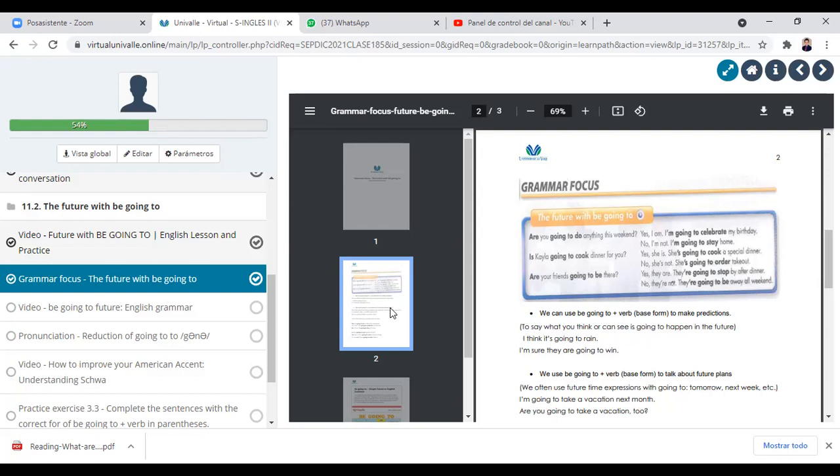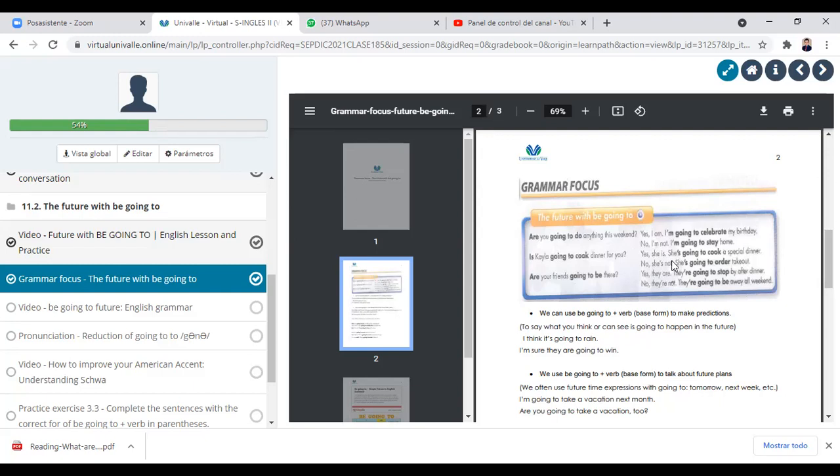However, we have another type of usage of going to. We use be going to plus verb base form to talk about future plans. And we often use future time expressions with going to, such as tomorrow, next week, etc. I'm going to take a vacation next month. Are you going to take a vacation too?